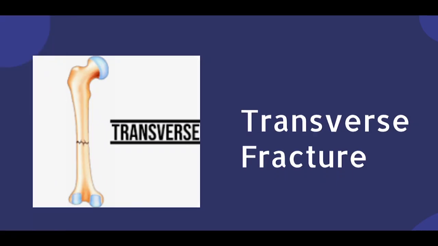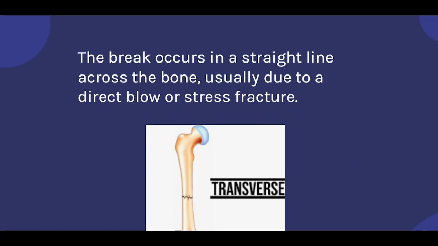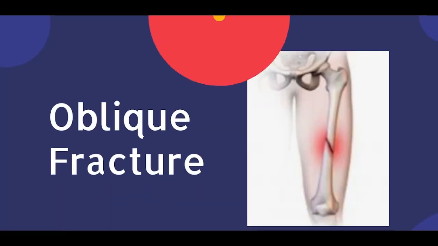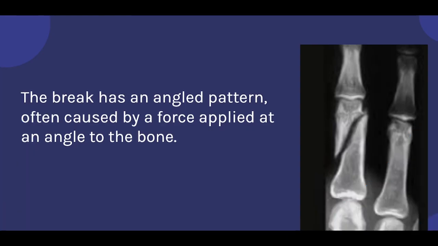Next is transverse fracture. The break occurs in a straight line across the bone, usually due to a direct blow or stress fracture. Next is oblique fracture. The break has an angled pattern, often caused by a force applied at an angle to the bone.